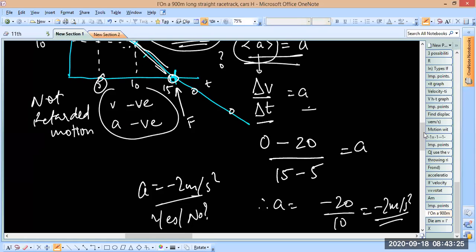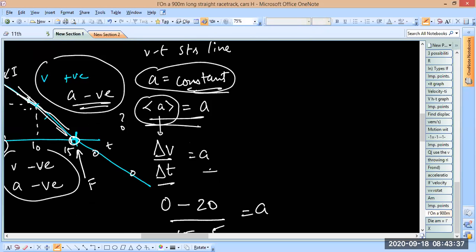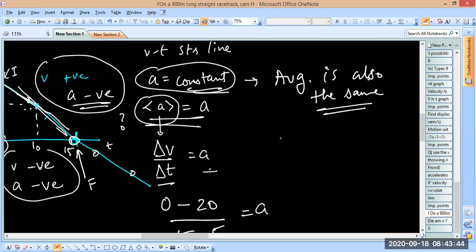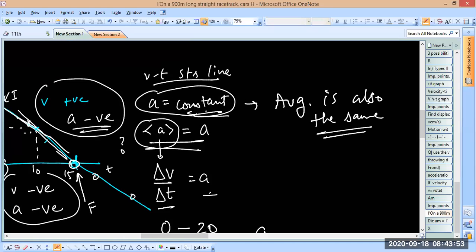Okay, how is average acceleration equal to acceleration? All right, I'll explain that. See, I hope you remember I told you that whenever something is constant, the average is also the same. Do you remember that? So here acceleration is constant because this graph is a straight line, right? The VT graph is a straight line in this part. So acceleration is constant, so average is also the same. That's why average acceleration is equal to acceleration.